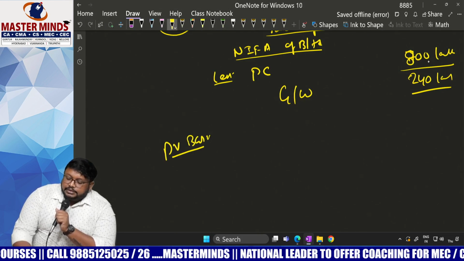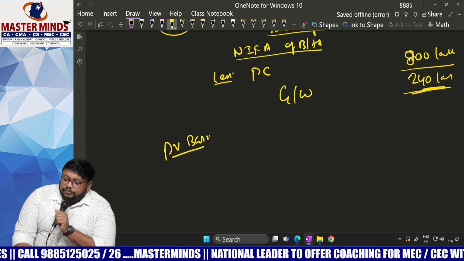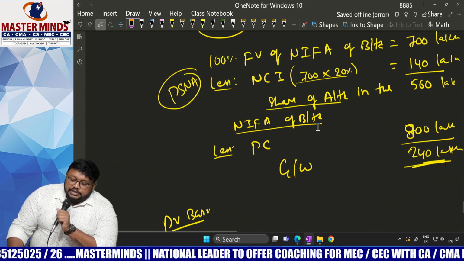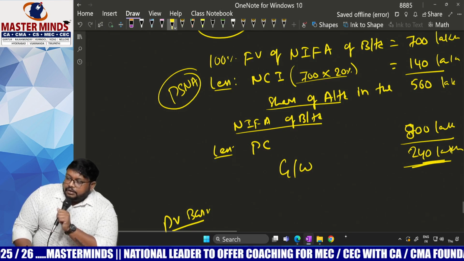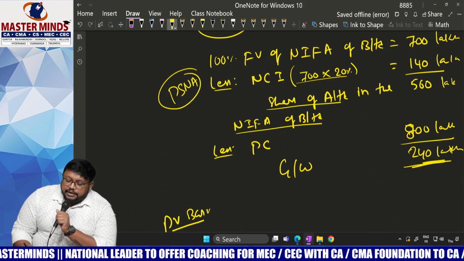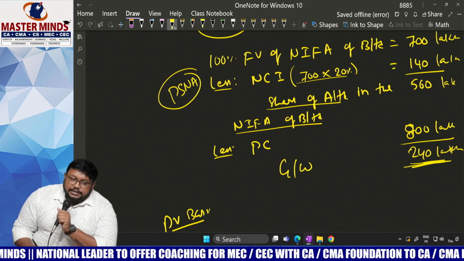Remember this goodwill we got? 240 lakhs goodwill we got. Okay, so this is under which basis? PSNA basis. If you follow PSNA, that means proportionate share in the net assets basis, when I followed, I got 240 lakhs goodwill.